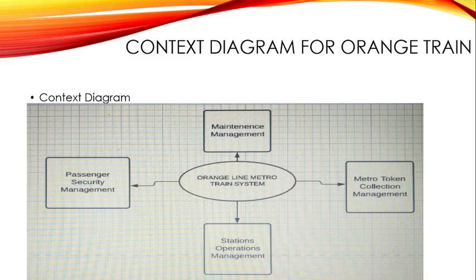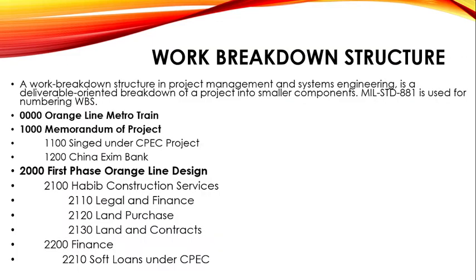Stations operation management was also being tackled, and metro token collection will also be managed successfully. Now we have started towards the work breakdown structure. Basically from here our main project starts, and this is how it was made. For this work breakdown structure, we are following Military Standard 881 for the WBS of the Orange Line metro train.